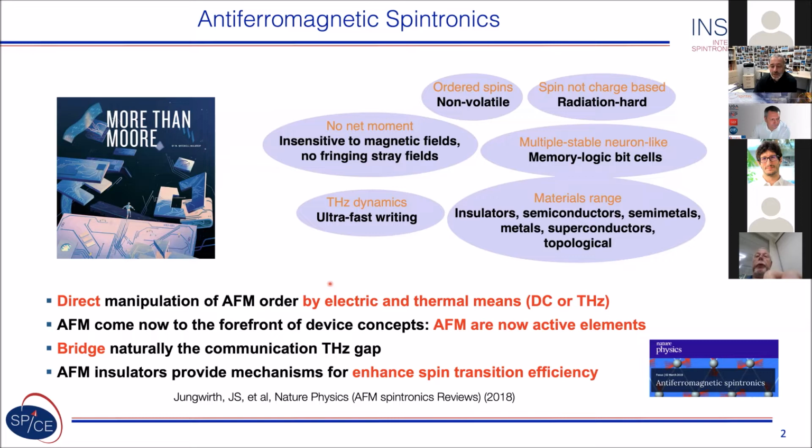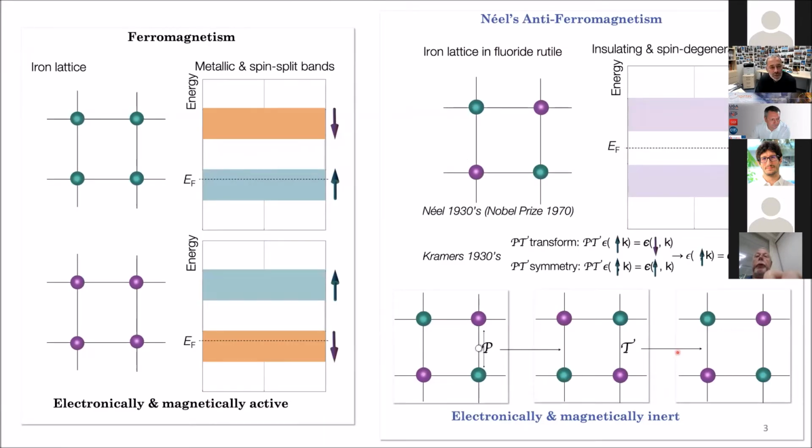So the goal of this now decade-old new antiferromagnetic field is the direct manipulation by electronic means and thermal means of the antiferromagnetic order, as well as to make them active elements in devices and bridge the gaps in the terahertz and optical regimes. Now, you can maybe repeat some reviews on the topic, but just to remind, to be in the same setting, ferromagnetism usually gives us the notion that there are very practical aspects to them, that there are electronically active and magnetically active materials with spin splittings that have been utilized now.